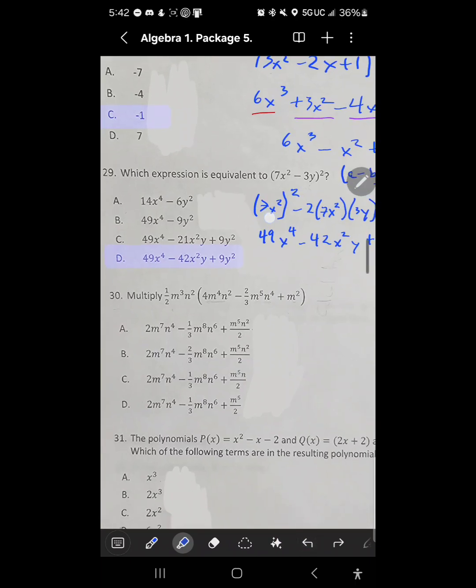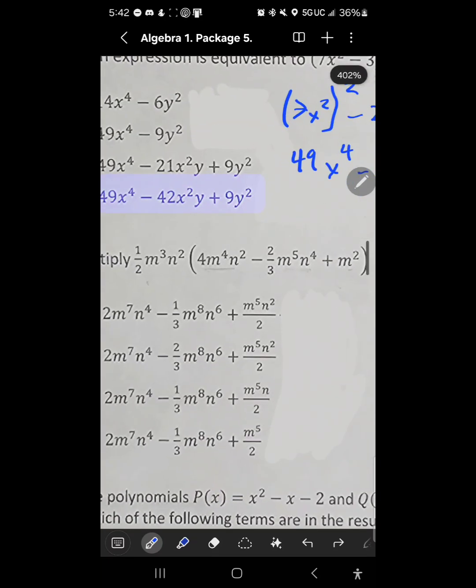Now let's see this. We need to multiply this. I'm not going to write it, I'm just going to go. Here we say 1 over 2 times 4 is just 4 over 2, and 4 divided by 2 is 2. M cubed times m to the 4, we add the exponents, so m to the 7. And then n squared will be n to the 4. Here we have a positive, since it doesn't have a sign, and here a negative, so it's going to be negative.